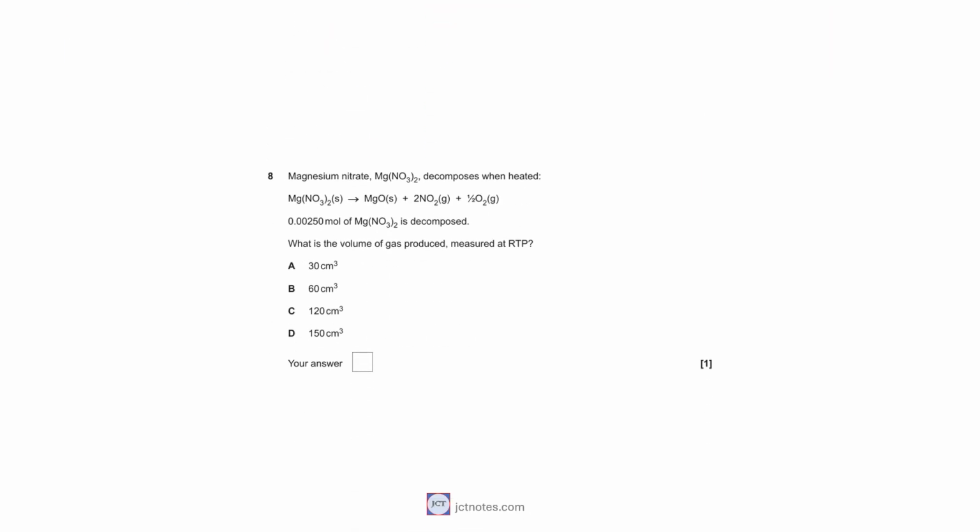In question 8, we are given the decomposition reaction of magnesium nitrate when heated. It produces magnesium oxide, solid, and 2 gases, nitrogen dioxide and oxygen. We are asked to calculate the volume of gas produced at room temperature and pressure when 0.0025 moles of magnesium nitrate decomposed. Looking at the equation, we can identify that the only gases involved are nitrogen dioxide and oxygen. The other 2 species are solid.